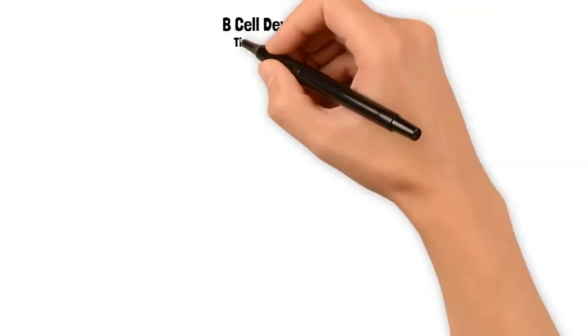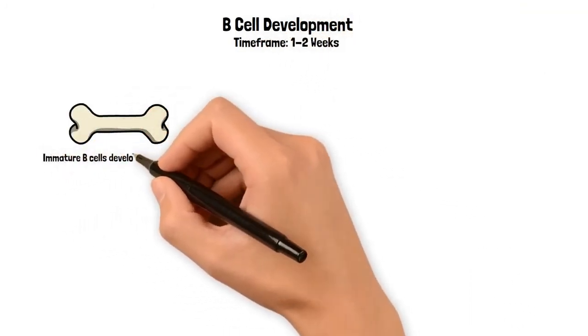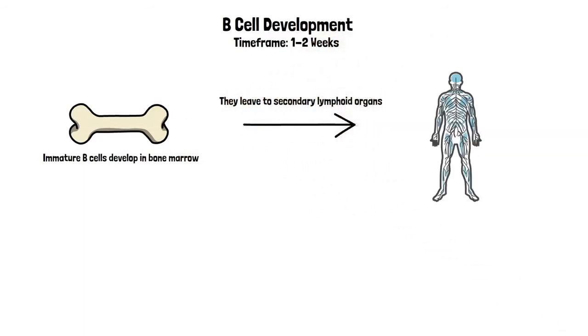B cells take about 1 to 2 weeks to develop. They start in the bone marrow, moving through a number of steps to become an immature B cell. The B cell then leaves the bone marrow and travels to a secondary lymphoid organ to mature.